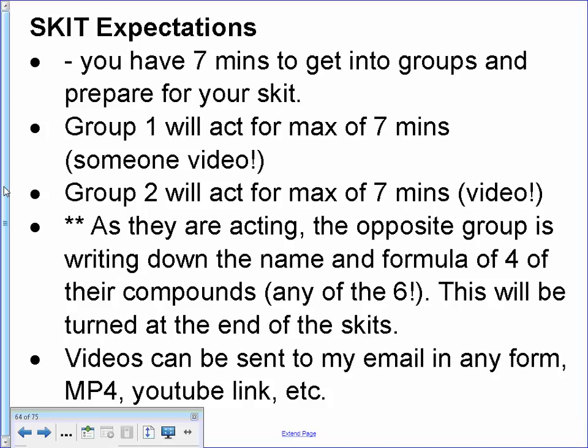Binary compounds are made by combining two elements from the periodic table. Try to remember the difference between the two: bi means two, and a binary compound is two elements. Ternary compounds contain one element and one polyatomic ion.